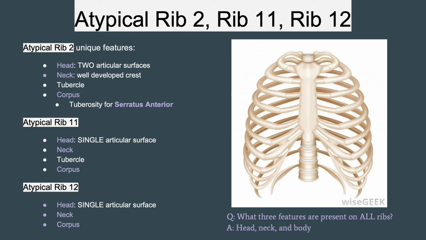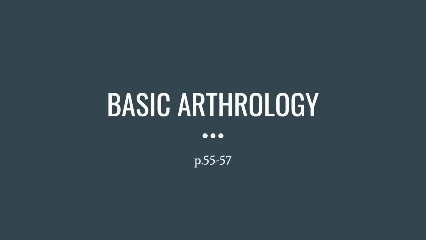So again, that very classic question is what 3 features are present on all ribs. So you should be able to write these out, know them inside and out, and it's going to be that head, neck, and body. Every single rib has a head, neck, and body, which is an AKA for the corpus. So whichever one you want to write is correct.